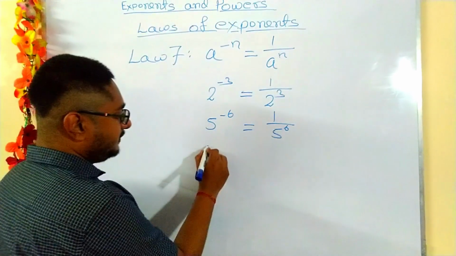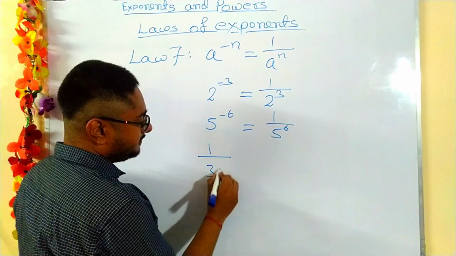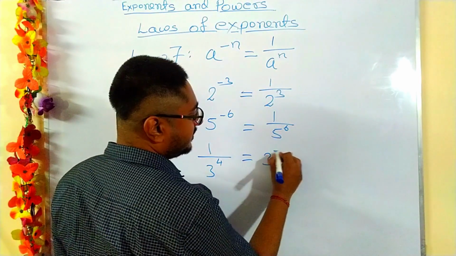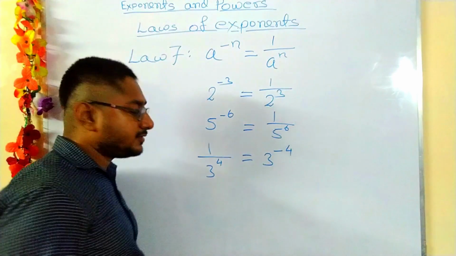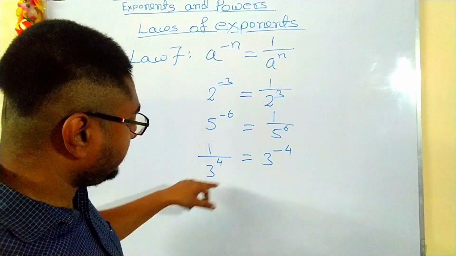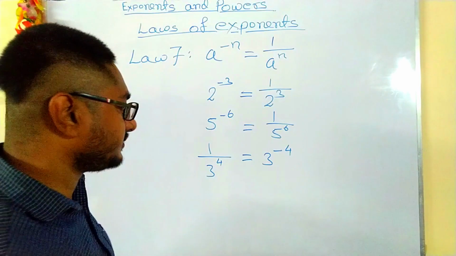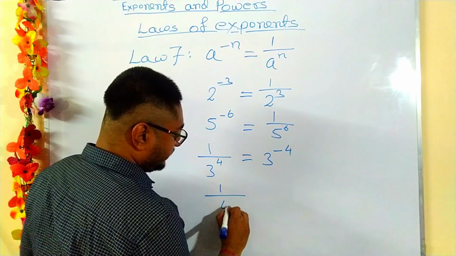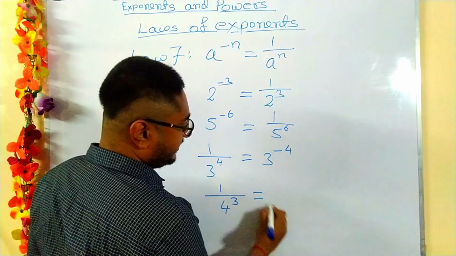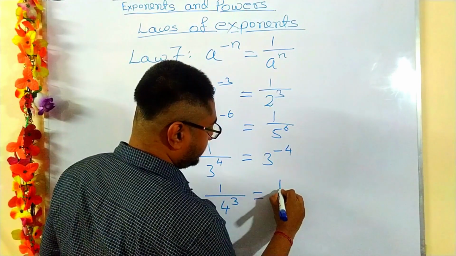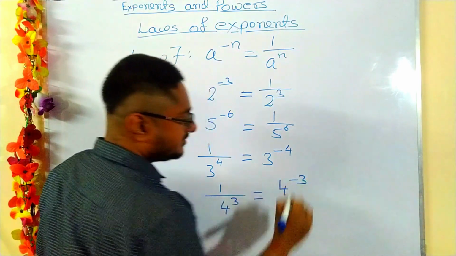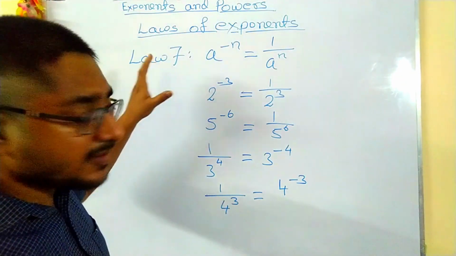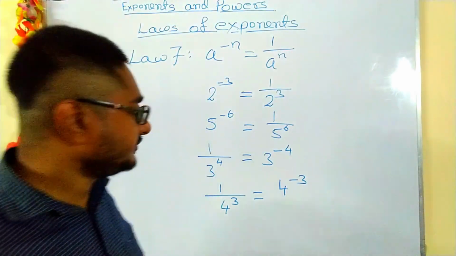Just the opposite, if we have 1 by 3 to the power 4, what we can write? 3 to the power minus 4, to remove this term from the denominator. Or if we have 1 by 4 to the power 3, we can write it as 4 to the power minus 3. This is a very important law, so practice this law very well. Thank you.